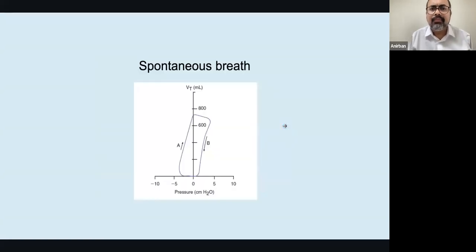Now coming to the pressure volume loops. So what is a pressure volume loop? You'll have the pressure on the x-axis and the volume on the y-axis. So this is a pressure volume loop of a spontaneously breathing patient. So what happens? The patient generates a negative pressure, and this leads to an increase in the volume, and then at expiration it becomes a positive pressure because of elastic recoil of the lungs. So this is a spontaneous breath.